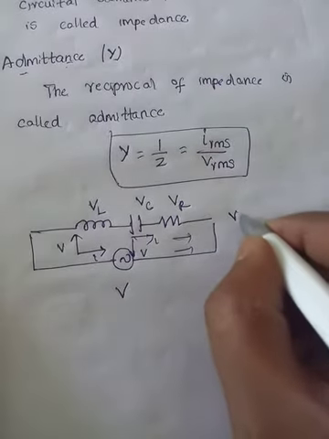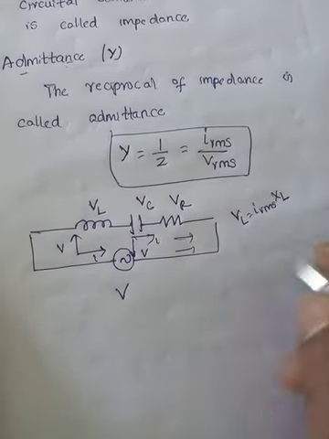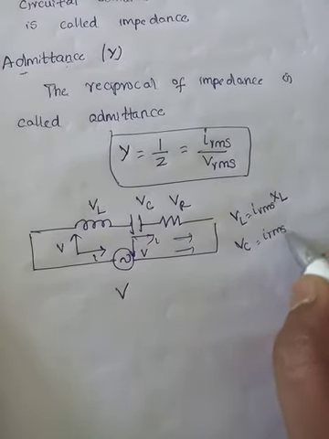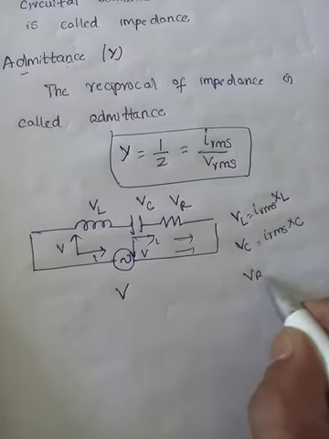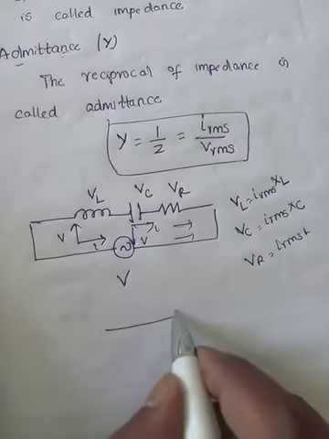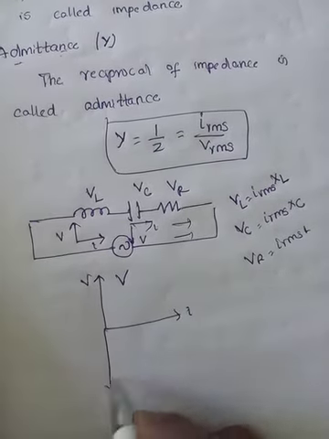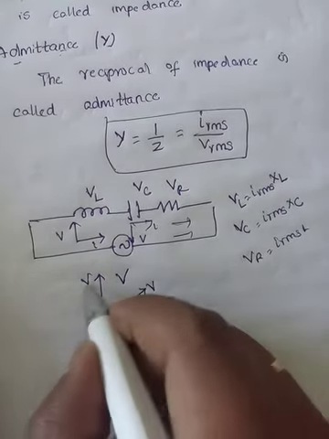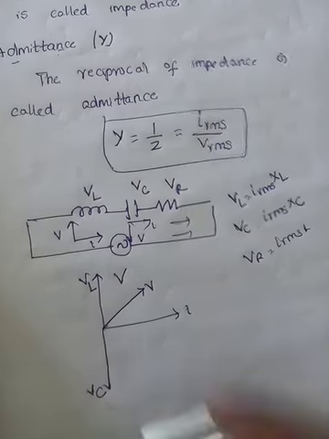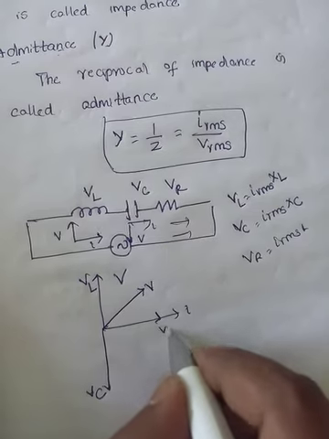What is the voltage across inductance? VL is equal to IRMS into XL, where XL is inductive reactance. VC is IRMS into XC. VR is IRMS into R. If you draw the phasor diagram, this is current, this is voltage, and the resultant voltage is this one. Here is VL, this is VC, and this is VR.